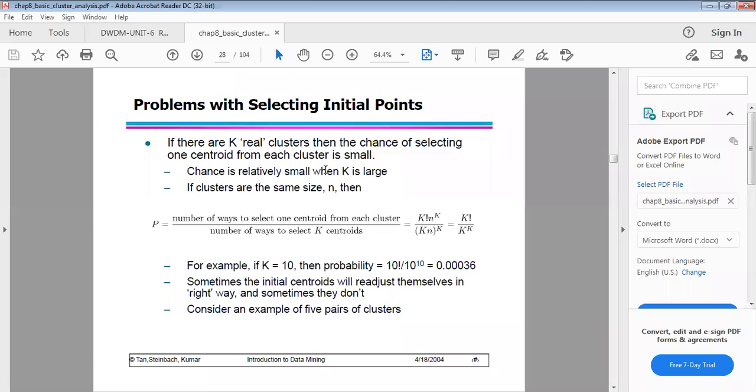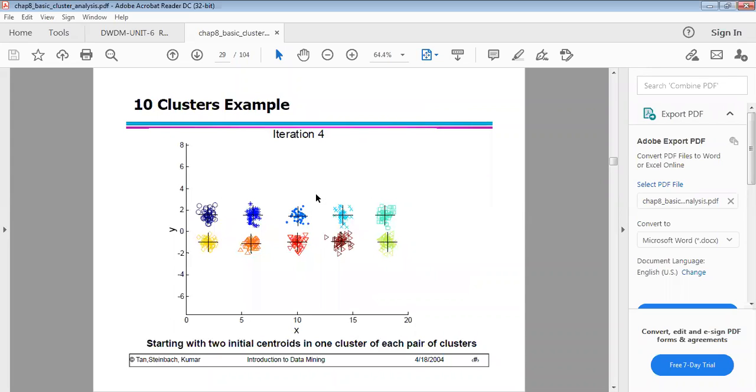Sometimes the initial centroids will adjust to the right clusters right away, and sometimes they don't. See here the example of pairs of clusters. These are the centroids for each. You have 10 clusters, and for those 10 clusters you have to represent the centroids for each cluster, starting with two initial centroids in one cluster of each pair of clusters. You can represent it while performing the iterations.